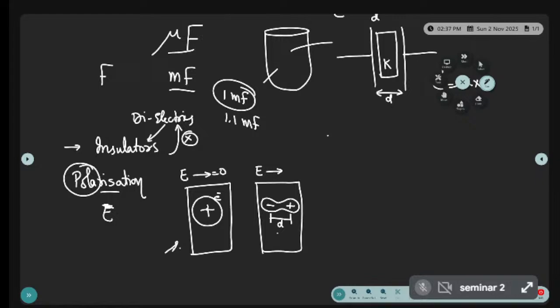What is insulator with respect to this figure? With respect to this figure, speak about the insulator. Where this is possible, they are dielectrics. Not possible, so this is nothing but polarization, we can say it.